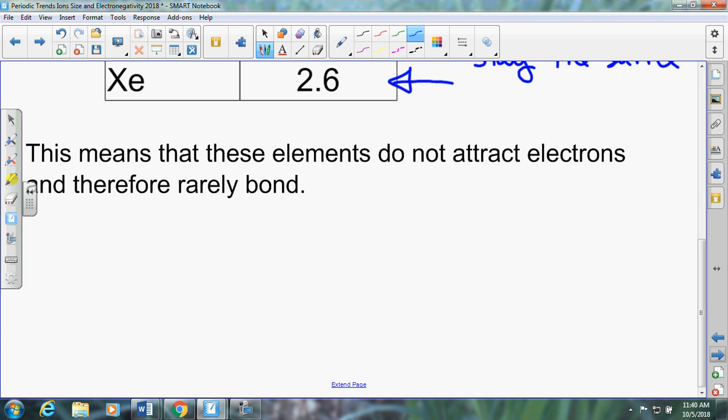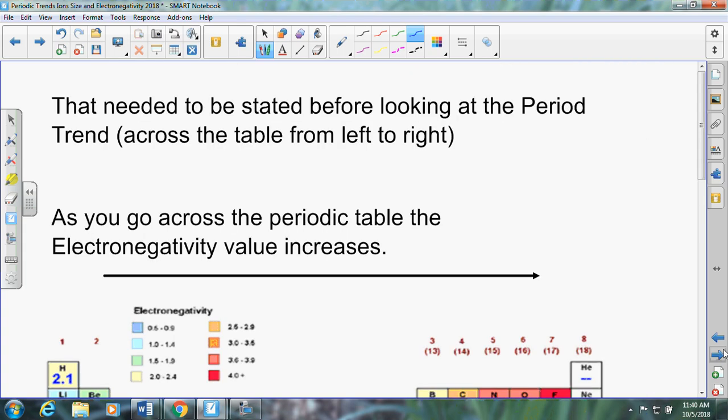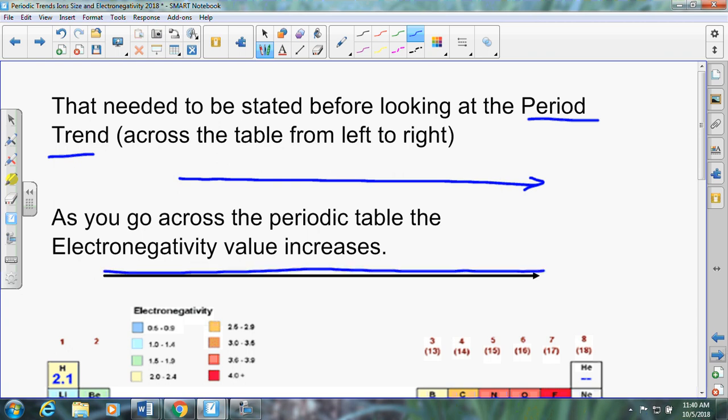Remember, you can pause at any point and re-listen to something, or take your time to write it in your own words so it makes sense. Okay, the reason we look at that is because now we understand we're going to be looking at the trend for electronegativity. We're going to look at the period trend, which means going across the periodic table from left to right, which is why this arrow is above the periodic table that I'm going to roll down to. When I roll it down, look at the numbers.